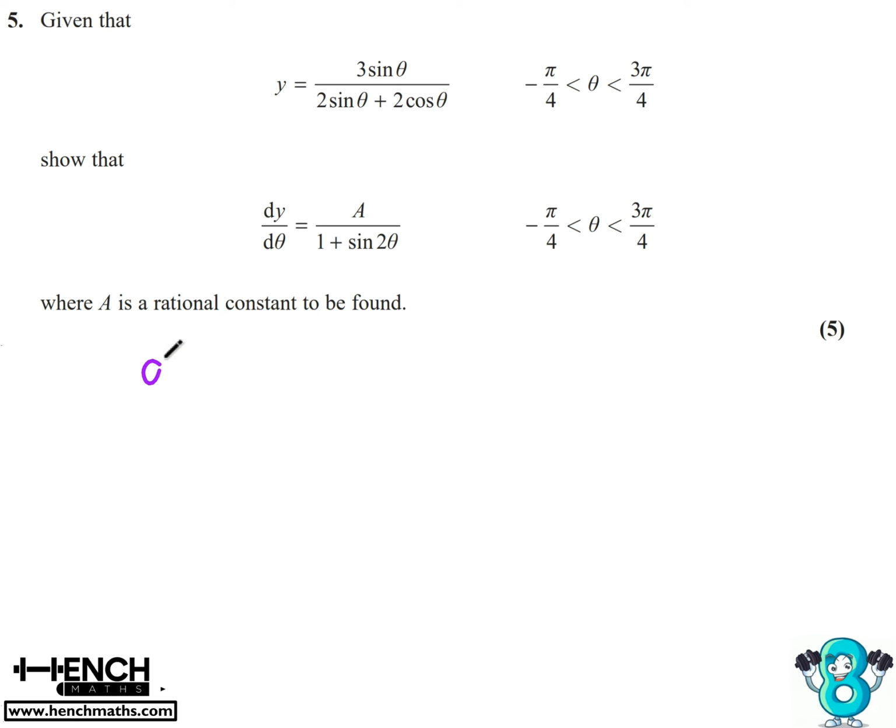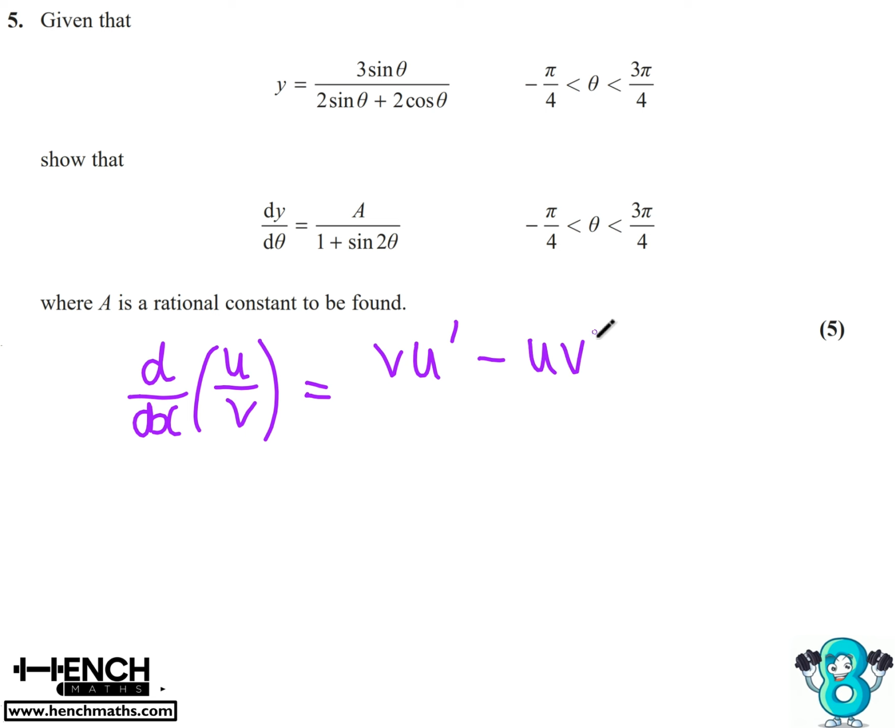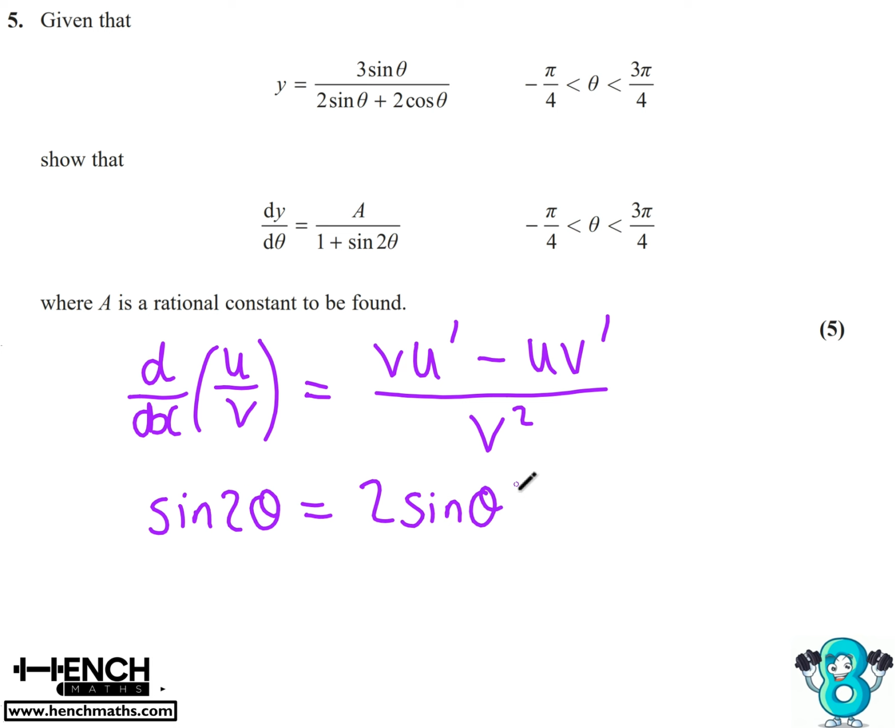So if we differentiate two functions, u and v, where one is divided by the other, the quotient rule tells us it's v times the derivative of u, subtract u times the derivative of v, all divided by v squared. I also know that sine 2 theta, using our double angles, so there's only one option here, is 2 sine theta cos theta. So these are the things that are probably going to be necessary here.